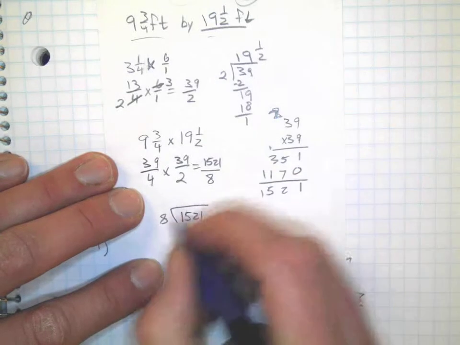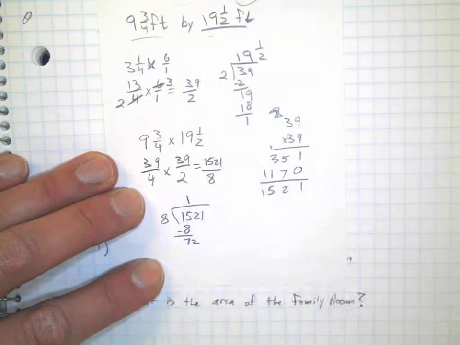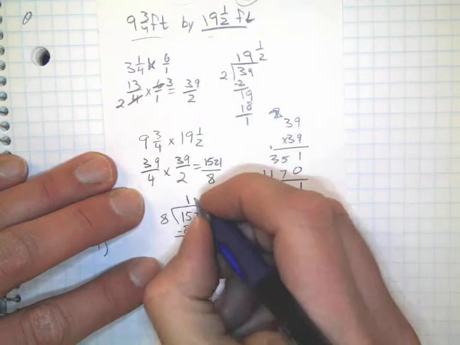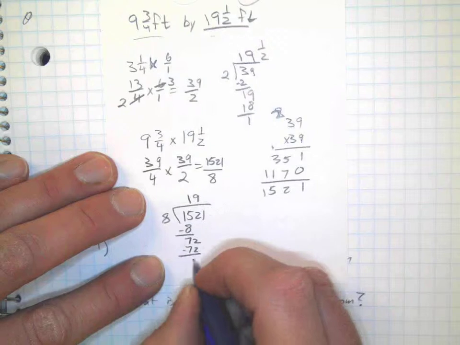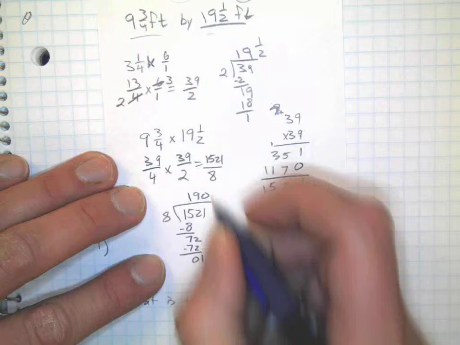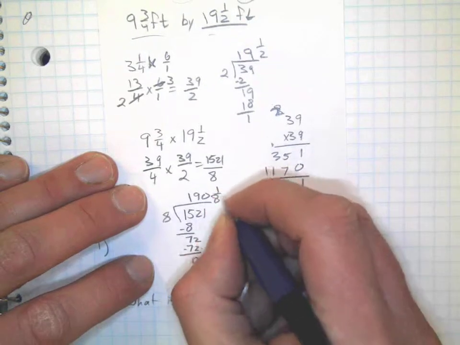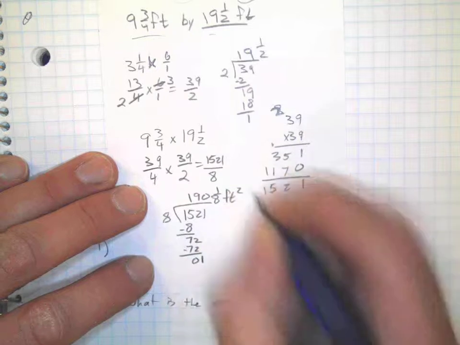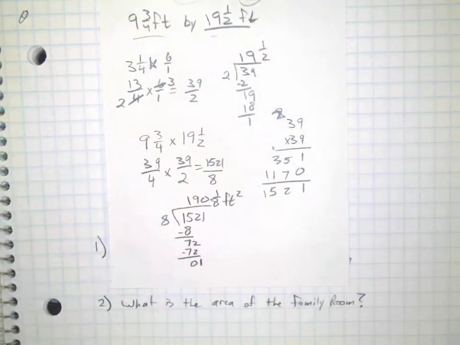Now, turning it into a mixed number again, 1521 over 8, that's once. 72. Does 8 go into 72? Happens to go in 9 times. 0, bring down the 1, doesn't go in. So I'm going to have 190 and 1/8 square feet. And that would be the area of that.